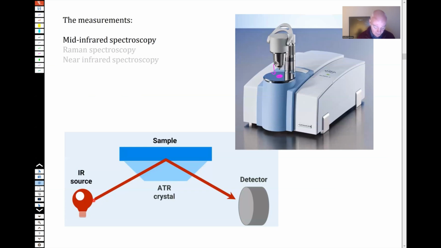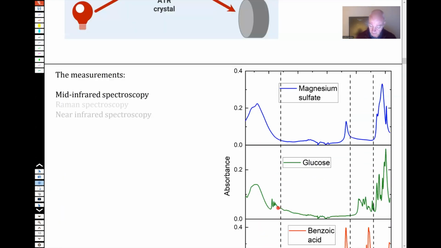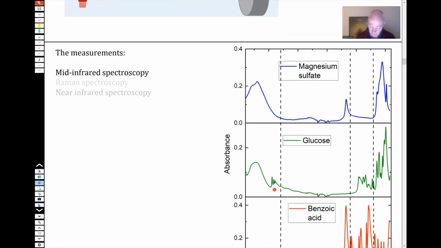The ATR crystal then allows the IR light to come in to burrow into the sample. It's called an evanescent wave. And then, of course, the sample absorbs some of the infrared light. The light that comes out has some absorbance in it, and we're able to detect that absorbance. And I think all of you have done those types of experiments. So what does it look like? What do you get? Well, let's look at some data here.